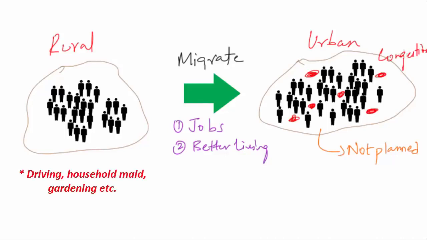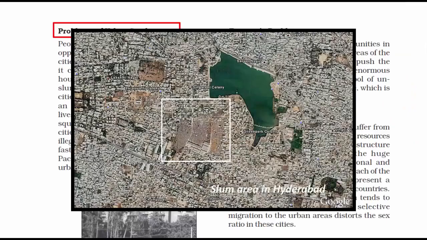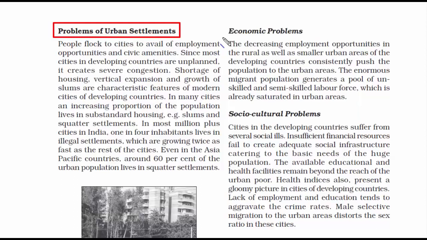Many people from rural areas come to urban sites for jobs like driving, household maid, gardening, etc. Since they cannot afford a house, this in turn leads to growth of slums. In many cities, an increasing proportion of the population lives in substandard housing. Now there are many who live in illegal settlements. This way, so many problems pile up because there is no proper planning for distributing resources. I hope you're getting what I'm trying to say.